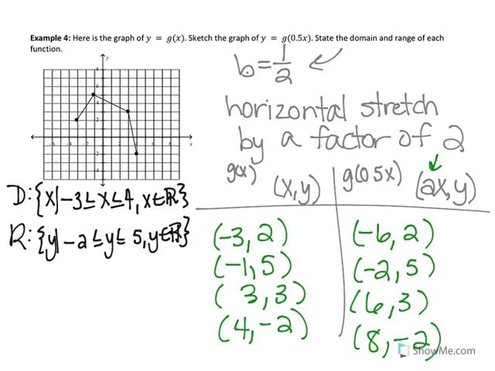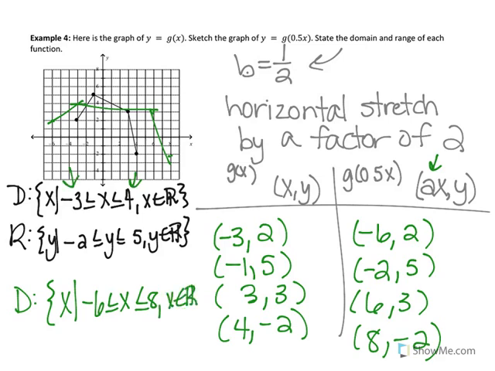And now we just go and we plot them. So we have -6 and 2, -2 and 5, 6 and 3, 8 and -2, and then we can connect. So it is wider. My domain now has been stretched for our x values. It goes from -6 to 8, so we double each of these. And our range has not changed. It stays the same.